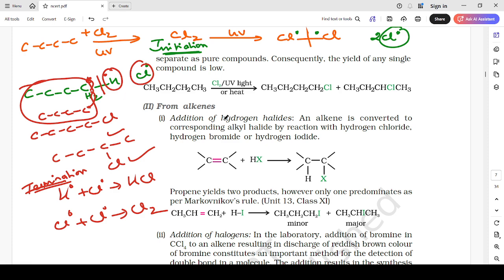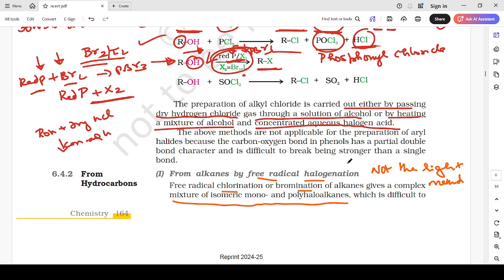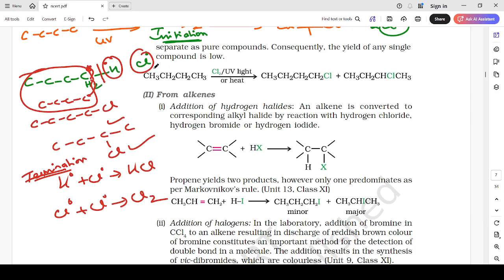So this particular reaction gives you multiple compounds. That's the reason why you say it is not a prominent method in synthesizing haloalkane. Your yield will be very less. The free radical chlorination or bromination of alkanes gives you a mixture of isomeric, mono and polyhaloalkanes, which is difficult to separate as a pure compound. Consequently, the yield of any single compound is low.